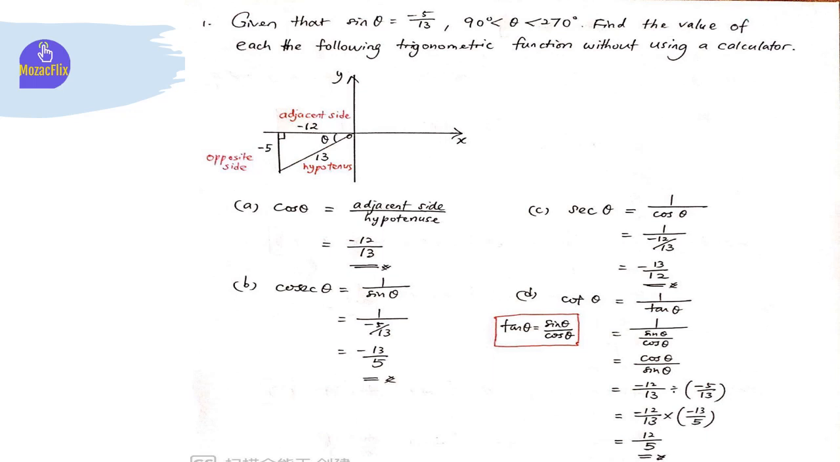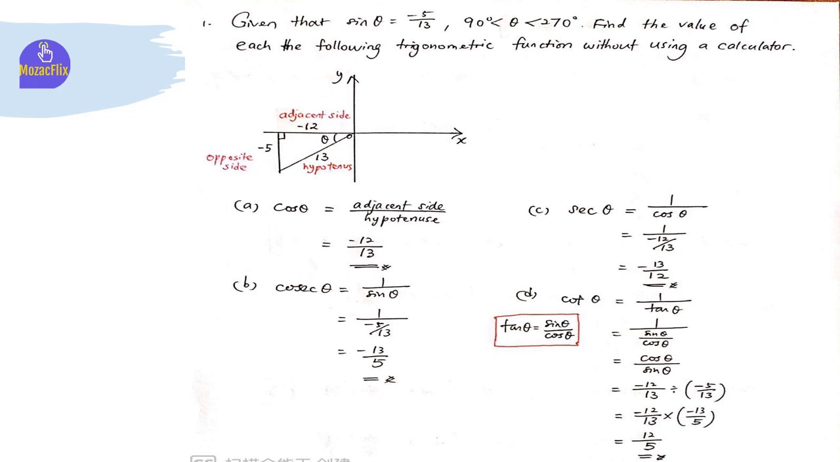Okay, from the diagram, can you see the triangle there? If you compare the sides of theta, we have 3 sides of the triangle here. The first one is the adjacent side, where the value is -12. Hypotenuse, the value is 13, and opposite side is -5. For part A, cos theta equals adjacent side over the hypotenuse. So from the diagram, we get the answer is -12/13.